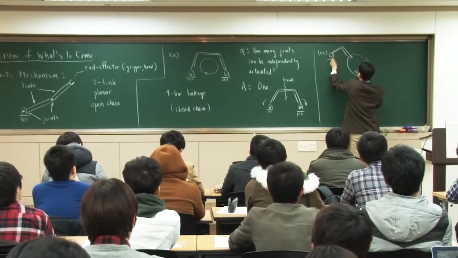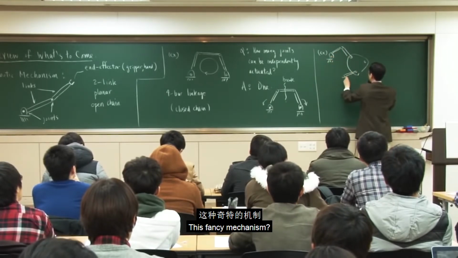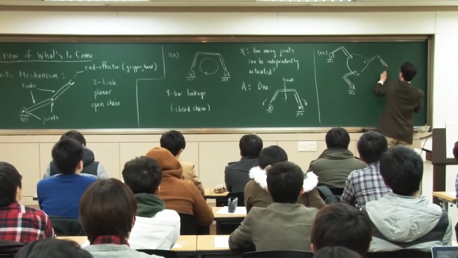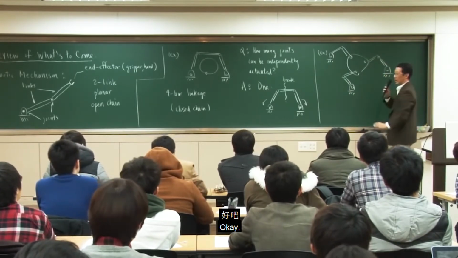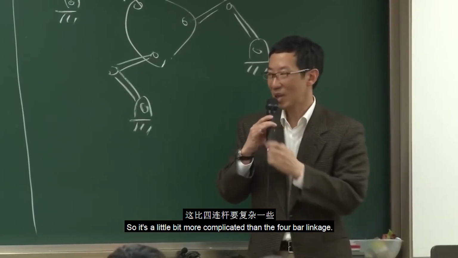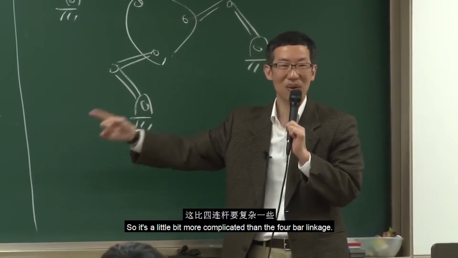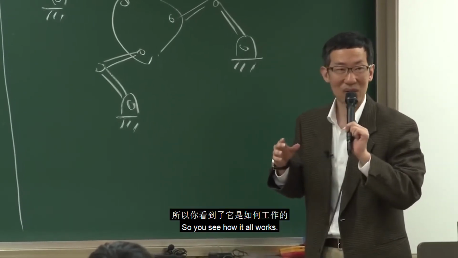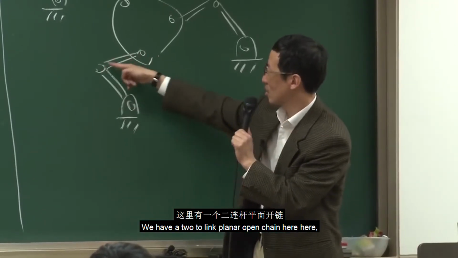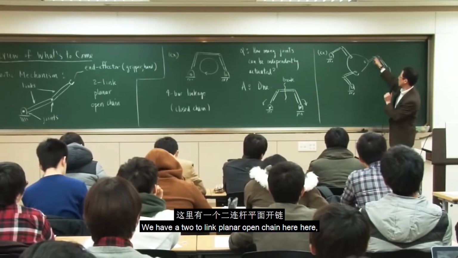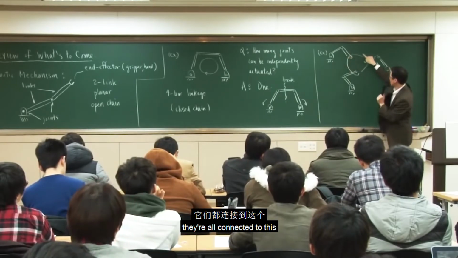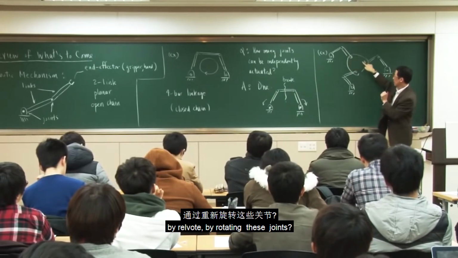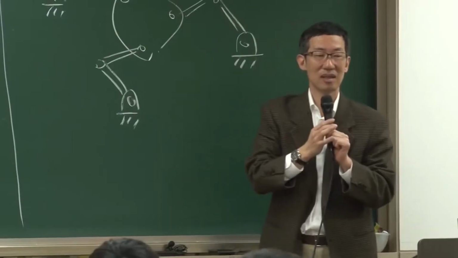So I'm going to draw this fancy mechanism. Okay, so it's a little bit more complicated than the 4-bar linkage. Okay, so you see how it all works? We have a two-link planar open chain here, here, and here. They're all connected to this rigid body by these rotating joints here, pin joints.